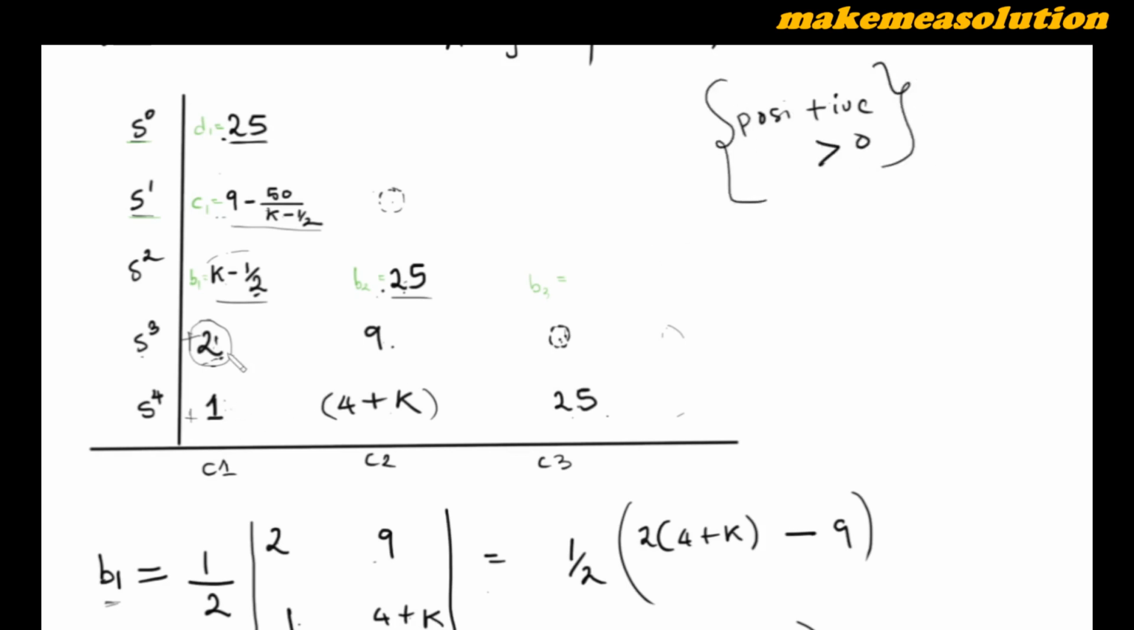So 1 is positive, 2 is positive, 25 is positive. The only problem that I have is that I have (k - 1/2), and I have (9 - 50) all over (k - 1/2), and I don't know whether they will be positive or not, but I can actually constrain them and make them positive.